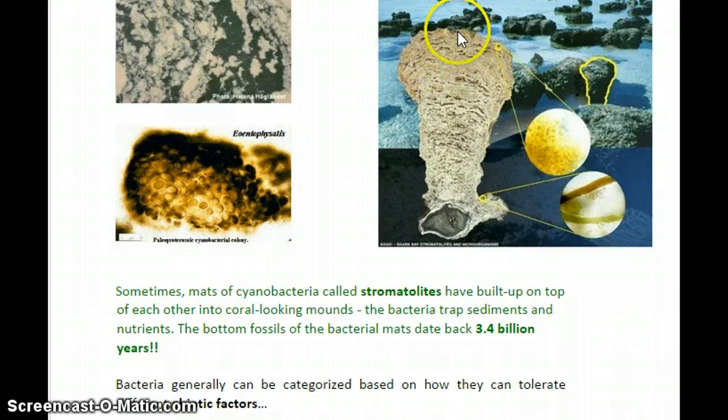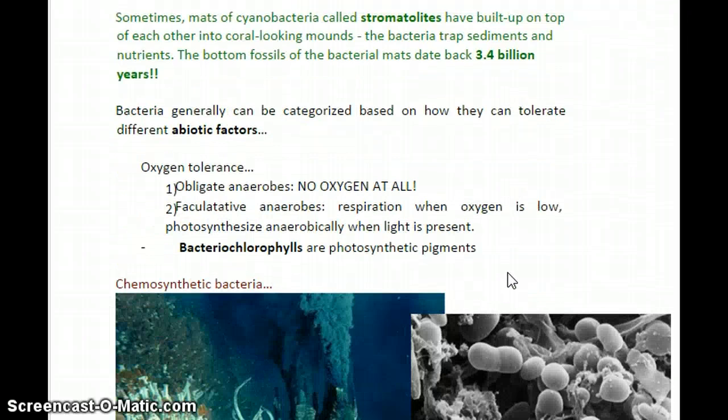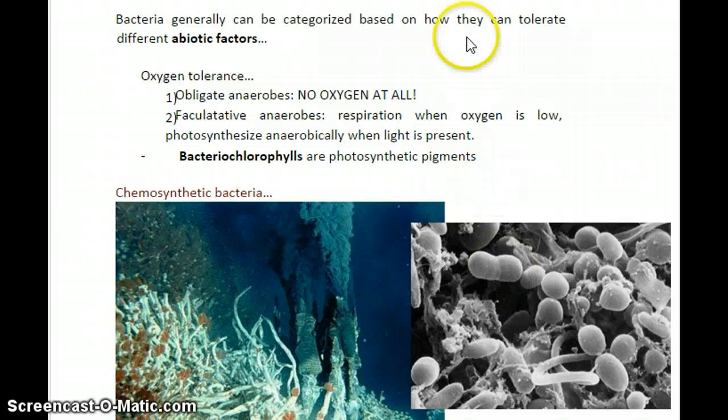So as they die, they just fossilize and continue to build up on these mounds. So it's pretty remarkable, these mats. The way they fossilize is the way anything fossilizes. They trap sediment, and that's the hard part that becomes hard and calcareous. So pretty amazing. Bacteria can be categorized kind of by how they tolerate different abiotic factors in the environment.